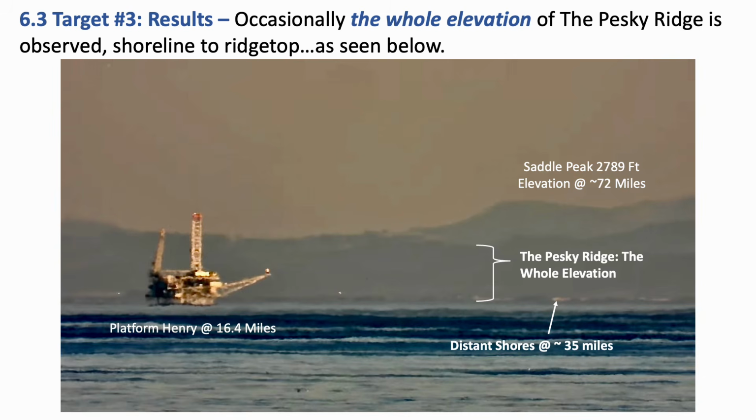Occasionally, the whole elevation of the Pesky Ridge is observed, distant shores to the ridgetop, as seen below. Here's the distant shore, let's say 35 miles, somewhere in there. It stays under 70 feet until it hits the foothills, and then ramps up pretty quick to 900 to 1,000 feet here. But you can see the whole elevation here.